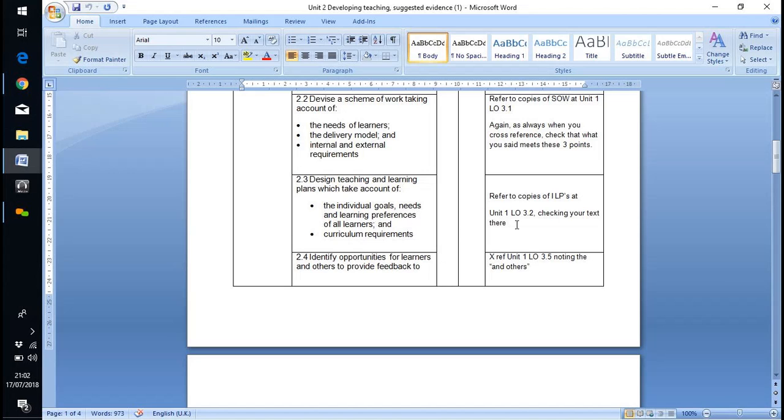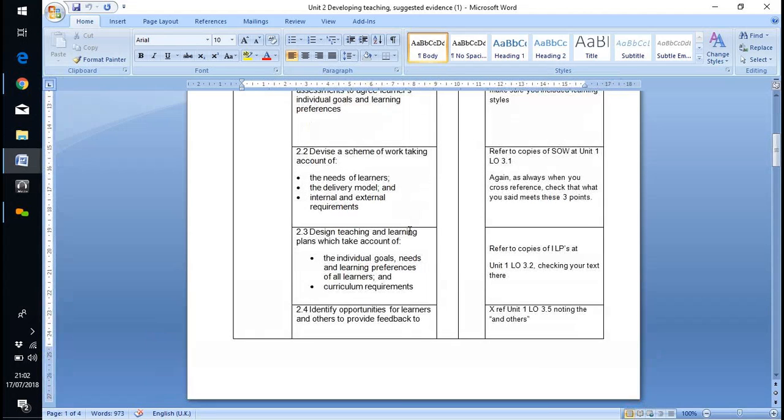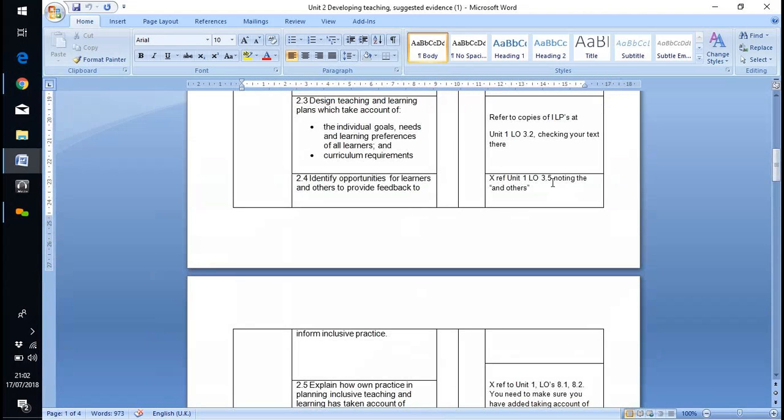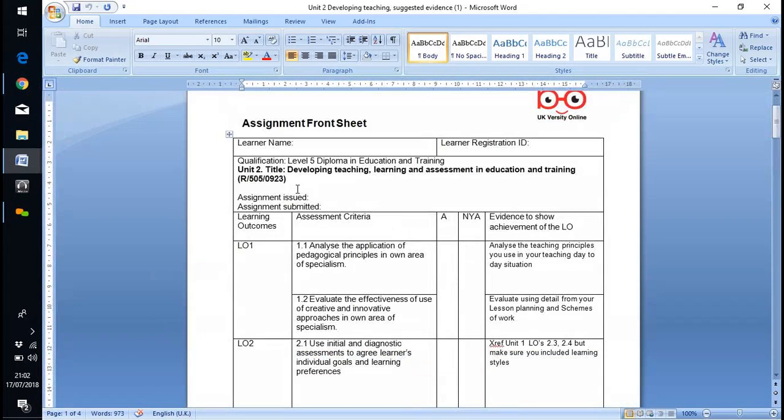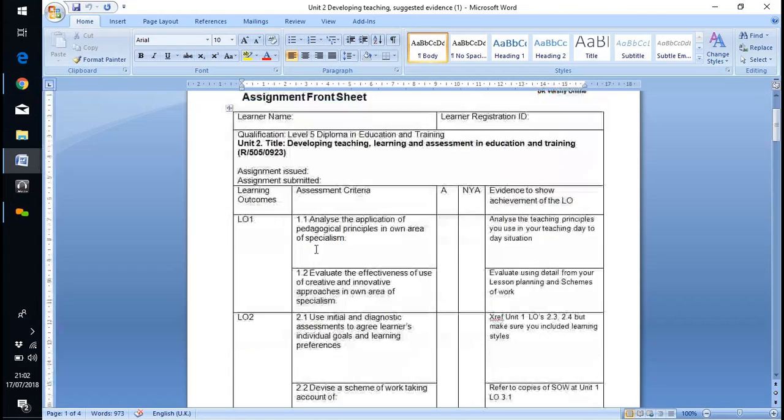It's just checking that what you said at 3.5 is meeting these. Sorry, I'm getting myself mixed up here. I put that many cross-references on here because if you look at the title, it's almost the same. It's developing. It's the only change of word. Unit 1 was all about preparing and what you do. Unit 2 is developing on from there.